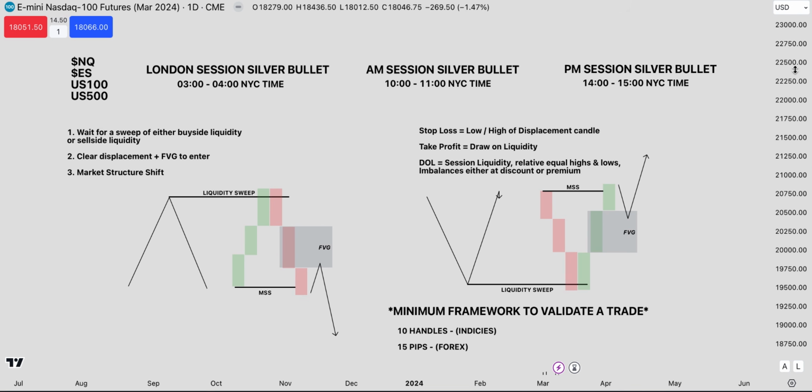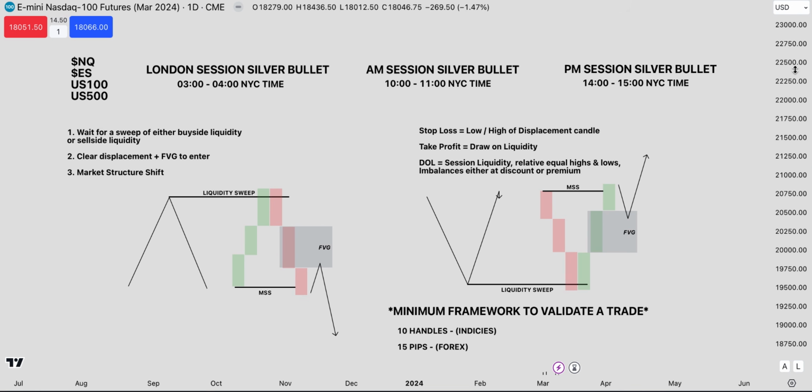So now let's go over some examples that I've drawn down here for you guys to make things much easier. And I've tried to simplify it the best way I can, step by step, so you guys understand, okay? So number one, you want to wait for a sweep of either buy side liquidity or sell side liquidity. So as you can see on my left here, this is a bearish example, okay? Once we get that liquidity sweep, we're going to anticipate a clear displacement that will leave a fair value gap behind and a market structure shift, and then you enter off the fair value gap and you would target your next drawn liquidity. Now your stop loss would either be the low or the high of the displacement candle, okay?